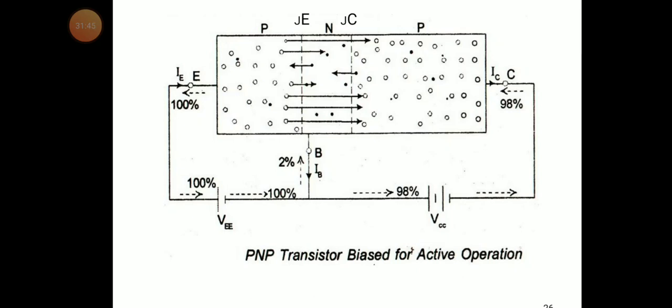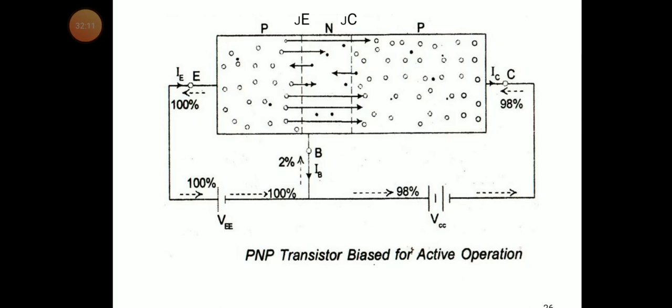Coming to the collector, the dimensions are very high. Why? Because it needs to collect all the charge carriers. You can see the width is high compared to the emitter and collector. The doping, minority charge carriers and majority charge carriers are also mentioned there, and the currents are also mentioned here.